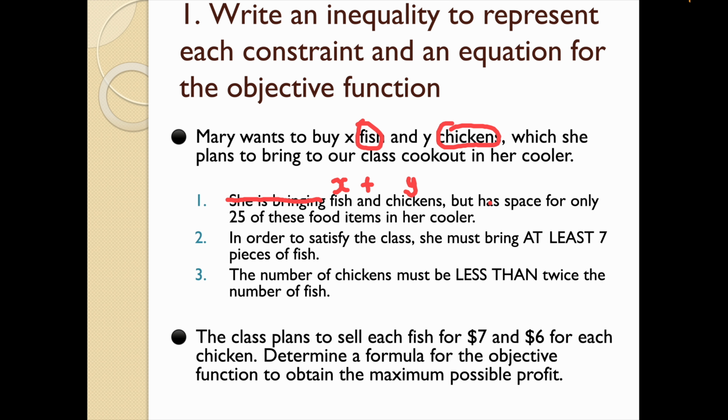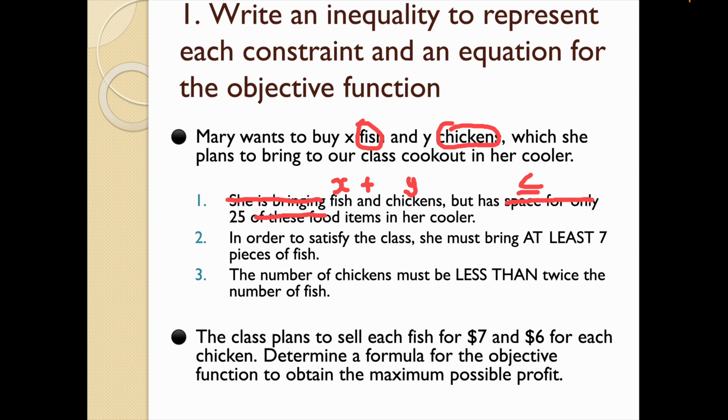Okay, but has space for only 25. If I tell you I only have space for 25, what do you understand by that? That's a constraint. You can't have more than 25 inside of that freezer. So that means that's a limited resource. And if that's a limited resource, clearly x plus y cannot go beyond 25. So space for only means less than or equal to 25.